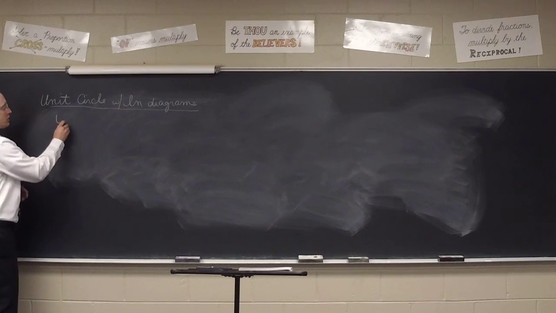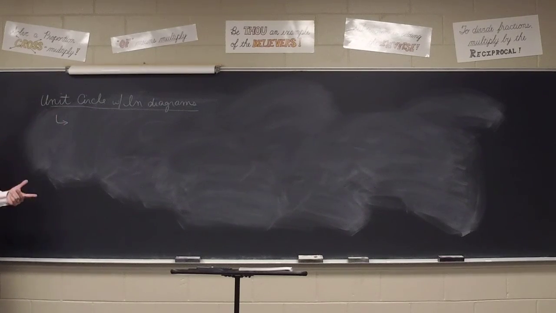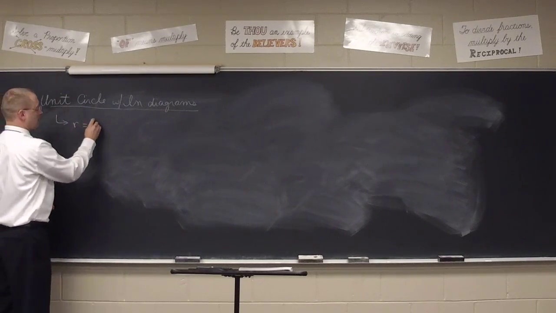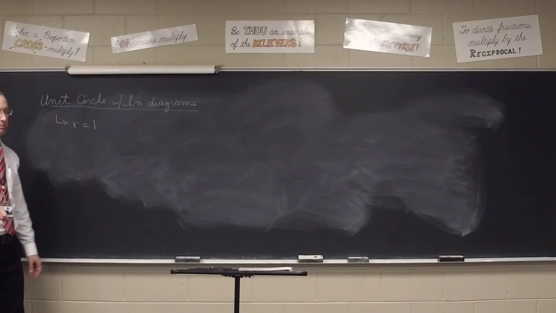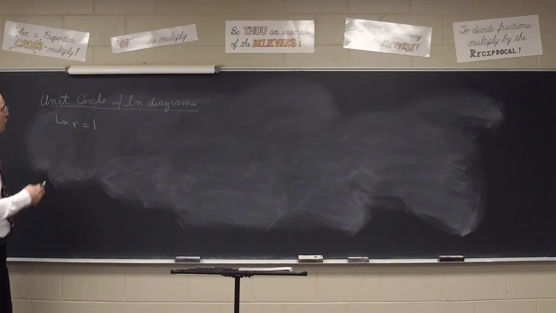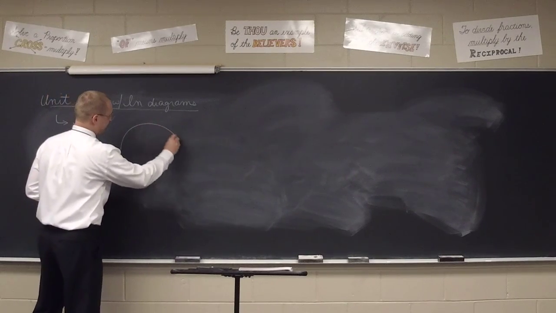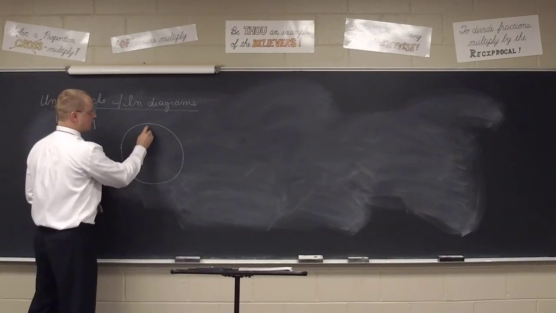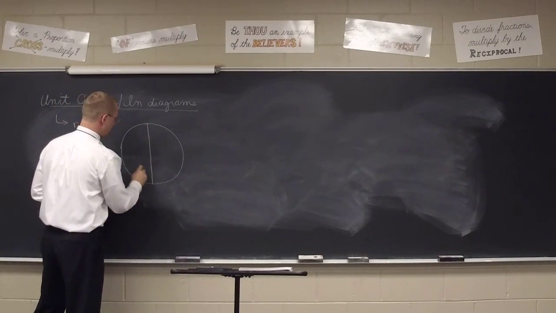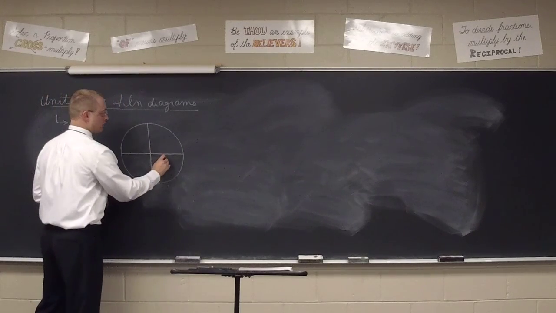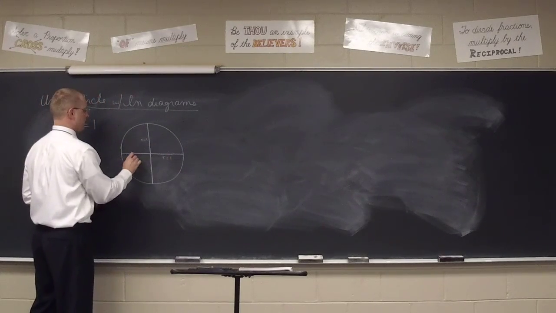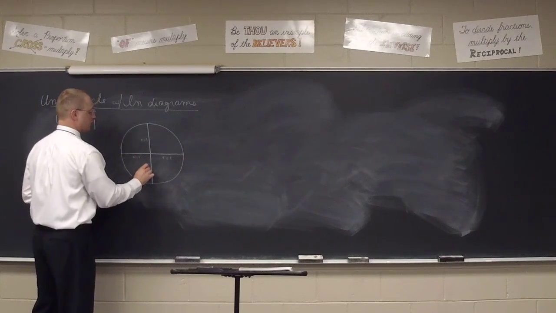First of all, with a unit circle, the reason we call it a unit circle is that the radius is exactly equal to 1 unit. That's an important thing to keep in mind. So the way the unit circle works is we have a circle. The radius is 1. I'm going to draw the Cartesian plane within the circle. And we understand, of course, that this radius is 1, this radius is 1, this radius is 1, and this radius is 1 also.